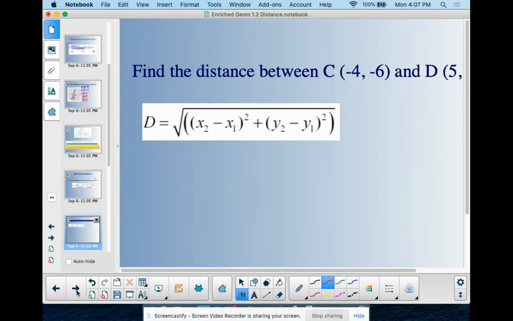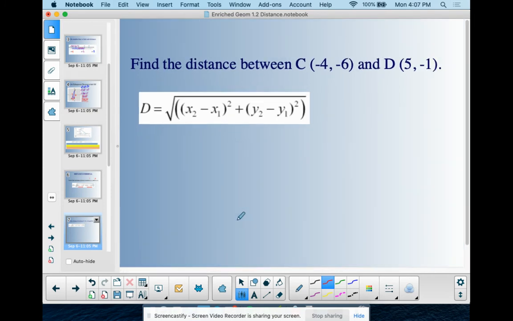Okay, I'm going to go on to the next slide. So find the distance between C and D, which I can't even see. There we go. Okay, so until you get the hang of it, I think it's helpful if you label your ordered pairs. So remember I said you have a first ordered pair and a second one. So I'm going to label this x1, y1, because remember, each ordered pair gets an x and a y. And this is your x2, y2. And now we plug in.